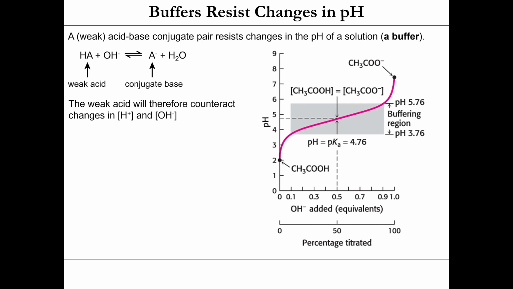Here's a little diagram, again using our friend acetic acid. You can see that you have a solution that's at pH 2. And so, of course, that's lower than the pKa, so you're mostly going to have this acid.